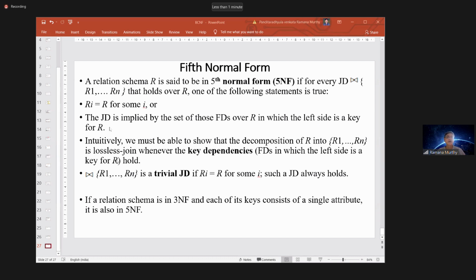So finally, we are identifying the key dependencies for the join dependencies, because the left side must be a key. If you join all those things, you need to get back our original table. You also call it key dependencies. The key dependencies are nothing but functional dependencies with a key on the left side of R. The only thing is, when you join back all these, R1 to Rn, ultimately it becomes a trivial functional dependency. If it has the trivial functional dependency, the join dependency always holds. Otherwise, it may not hold.